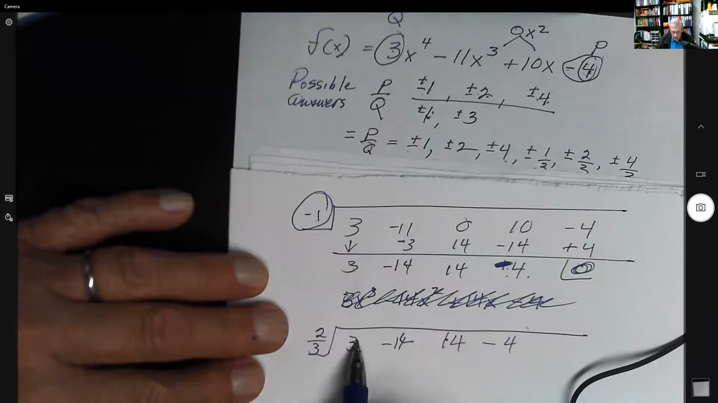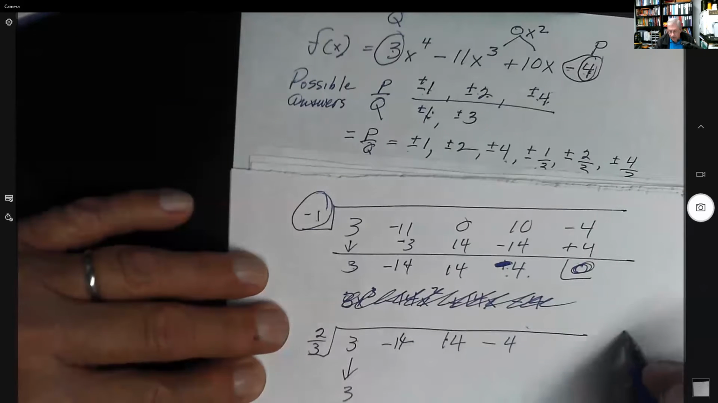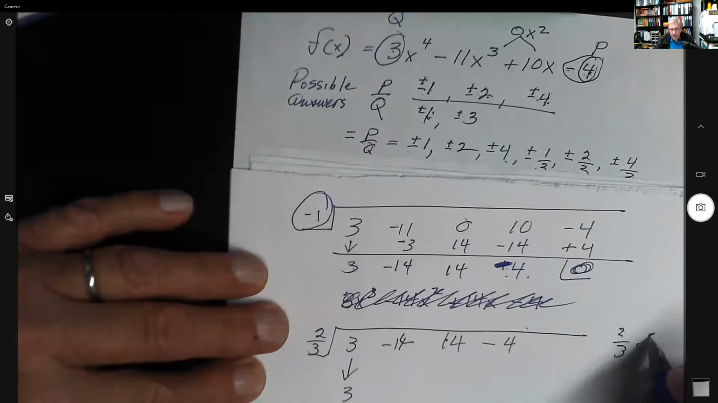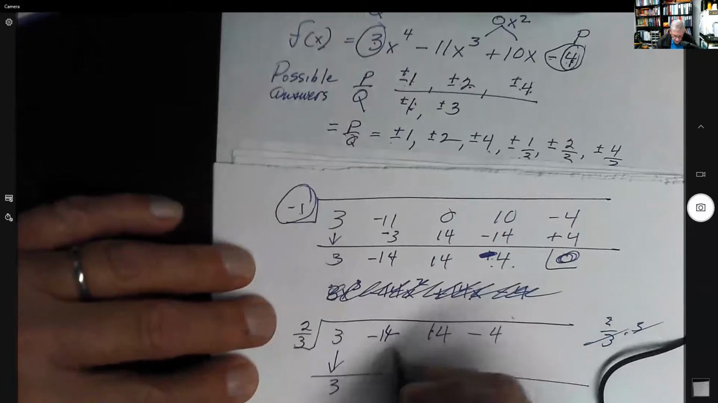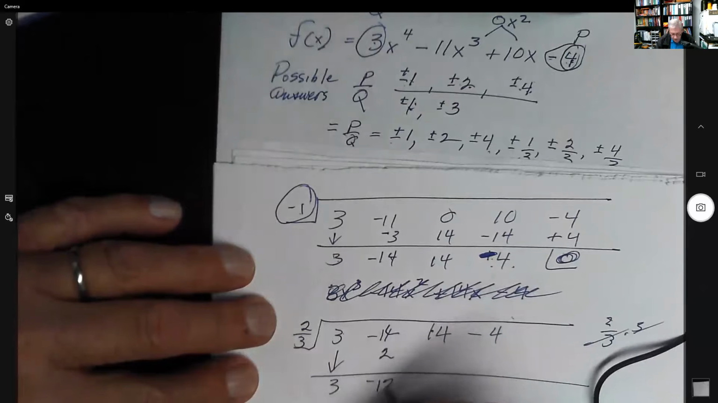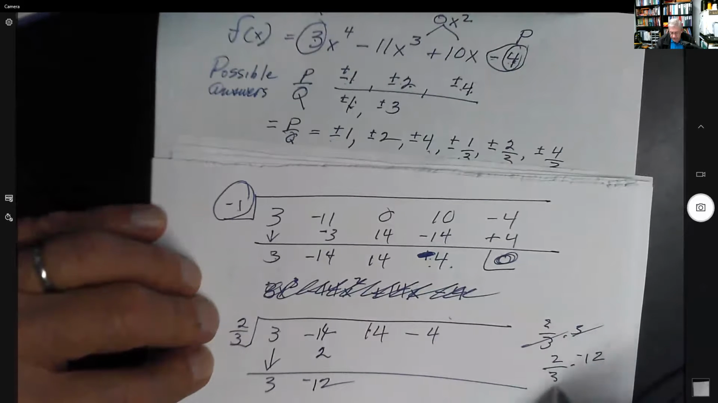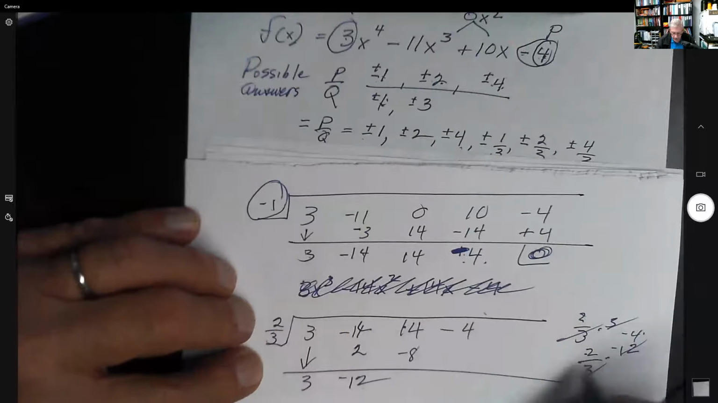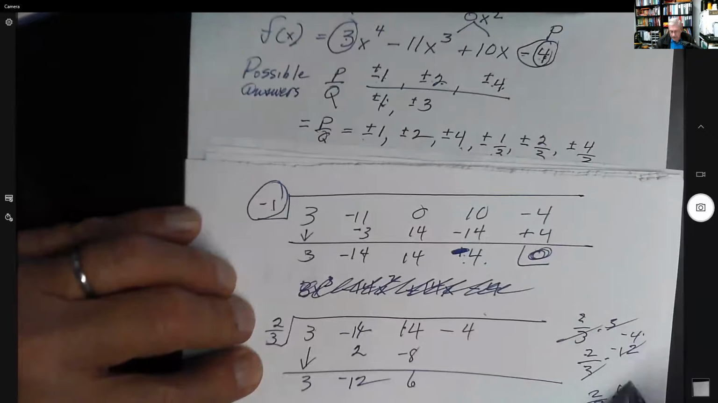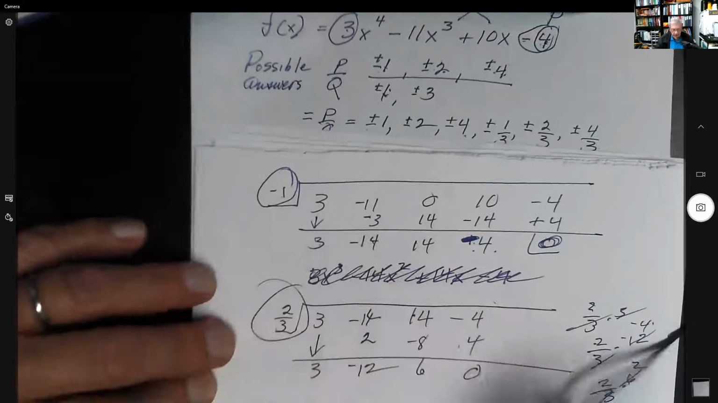Cubed. All right. So we bring down 3. 2/3 times 3 is 2. Negative 12. 2/3 times negative 12. Negative 4 times 2 is negative 8. 6. 2/3 times 6, 4, 0. So this is another solution.